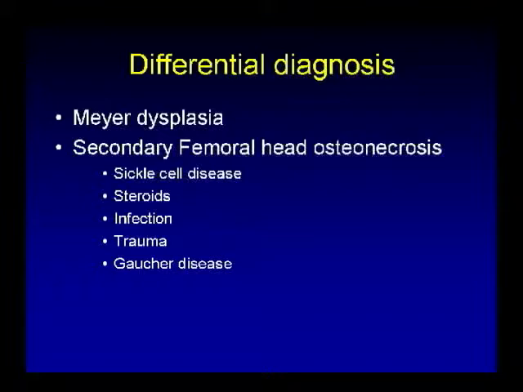Meyer dysplasia is one of the differential diagnoses for the radiological appearance of an aseptic necrosis. It is basically an osteochondrosis, an irregularity of ossification. It is usually encountered in children less than 5 years of age, unlike Perthes disease, which is in children greater than 5 years of age. And it is almost always asymptomatic and incidentally detected, unlike Perthes disease, which presents with groin pain or limp.